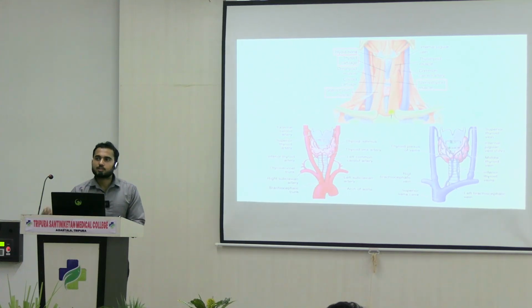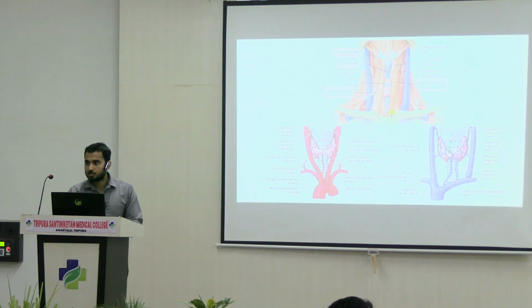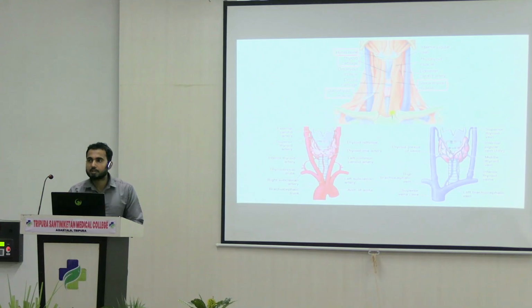Do you remember the branches of the external carotid artery? Which is the first branch of the external carotid artery? Yes, the superior thyroid artery. So the name suggests superior thyroid artery, that means it will supply some part of the thyroid gland.